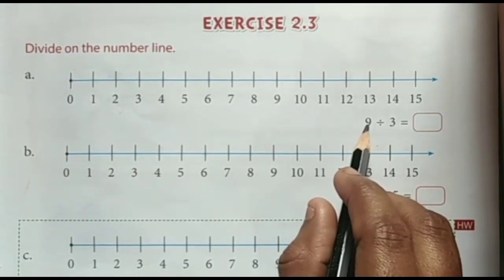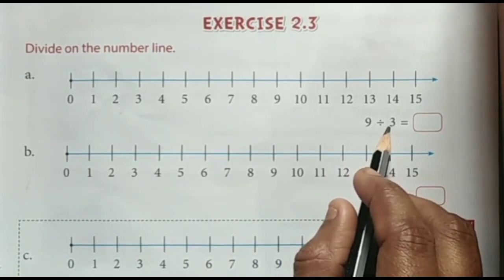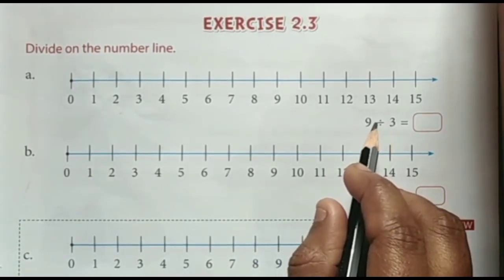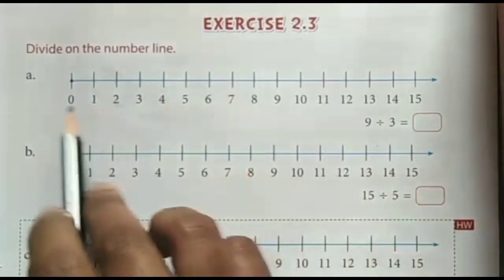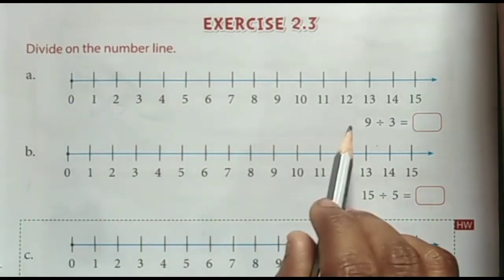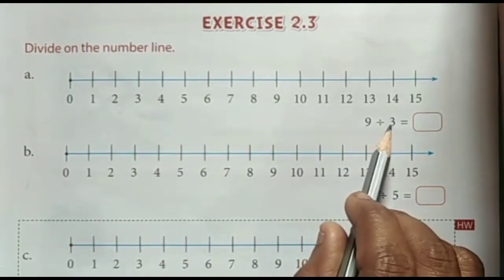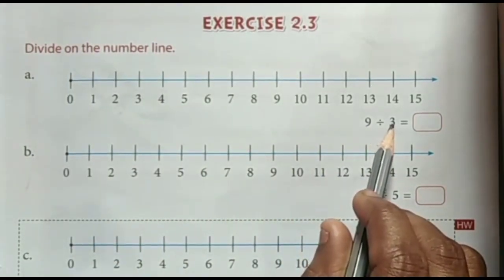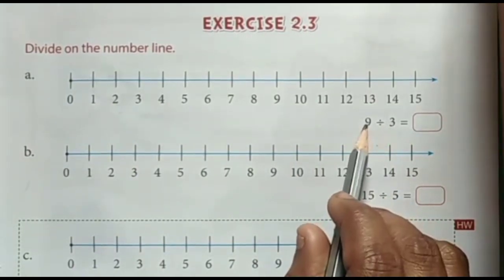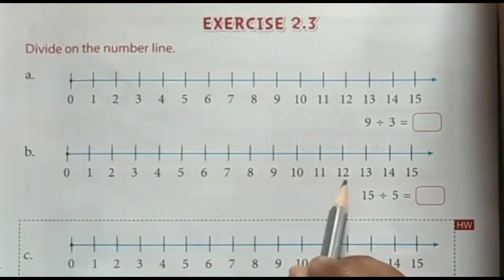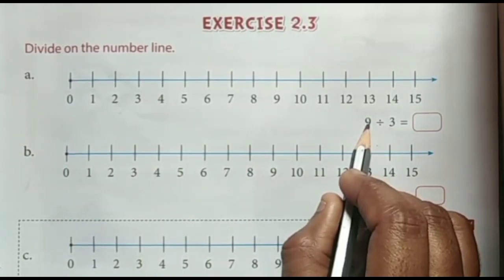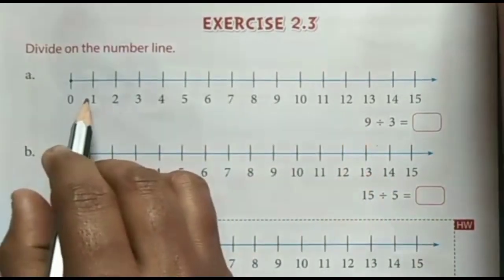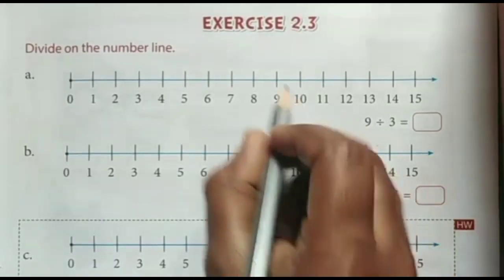To divide the number 9 by 3 on the number line means we should subtract 3 each time from the number 9 till we reach 0. I repeat, to divide 9 by 3 means we should repeatedly subtract the number 3 from the number 9 till we reach 0. So starting from the number 9, we should count backward 3 numbers each to reach 0. So we can start from 9.